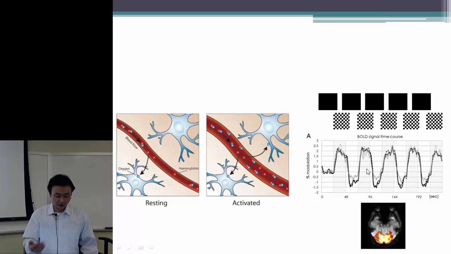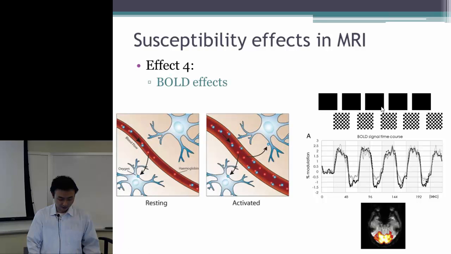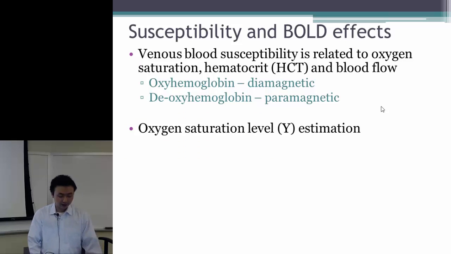And this is a very typical activation pattern if we are using a flashing checkerboard and a black background. We can observe a very clear signal change as this stimulation pattern changes. For the susceptibility and the BOLD effect, we know that venous blood susceptibility is related to the oxygen saturation, hematocrit, and the blood flow. Hemoglobin which is oxygenated will have diamagnetic properties. As we said before, a diamagnetic substance usually has a very weak susceptibility value. But de-oxyhemoglobin will be paramagnetic, so it will have a much stronger susceptibility effect relative to the tissues.